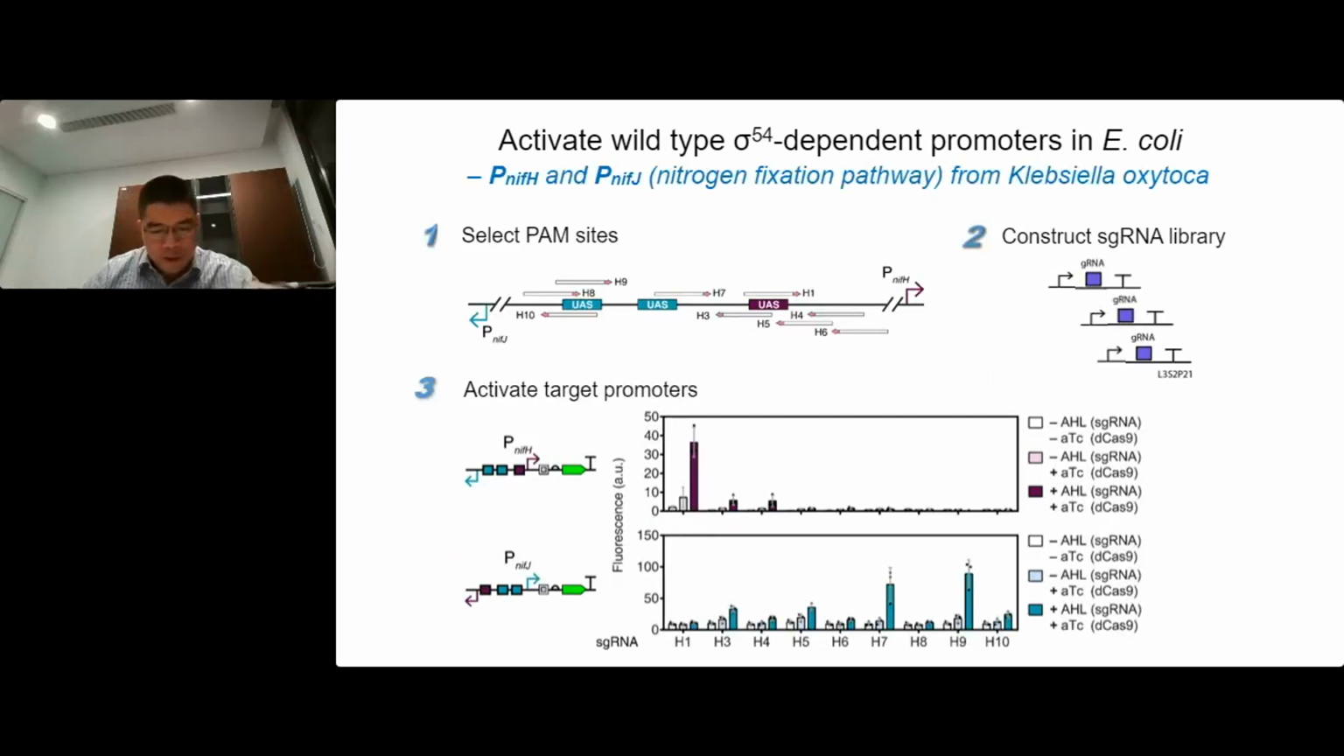Our CRISPR system can also activate the wild-type NifH and NifJ promoters within the nitrogen fixation pathway from Klebsiella oxytoca in E. coli, if we choose the proper guide RNA with a suitable PAM site in front of the two promoters.